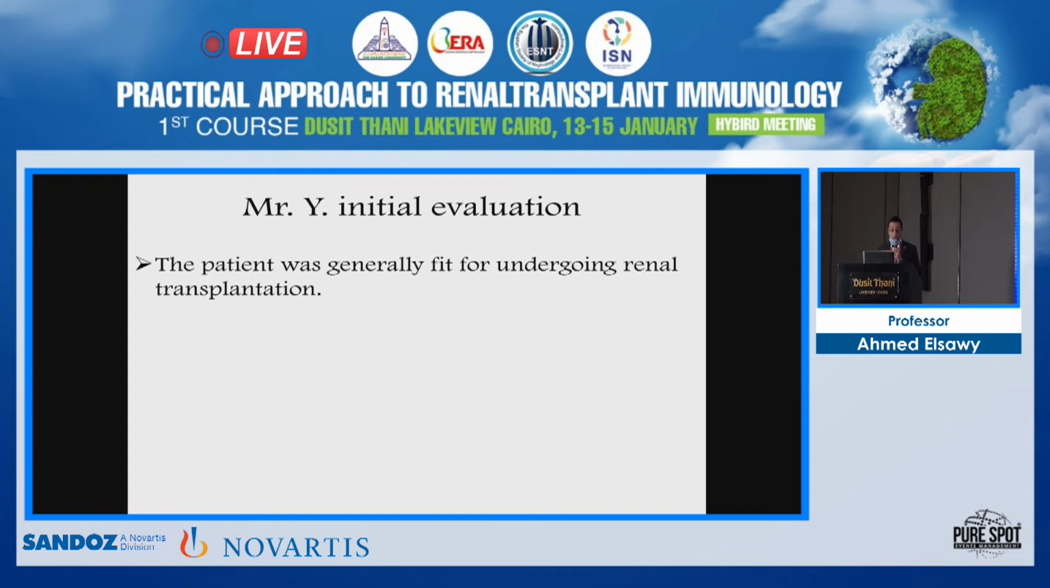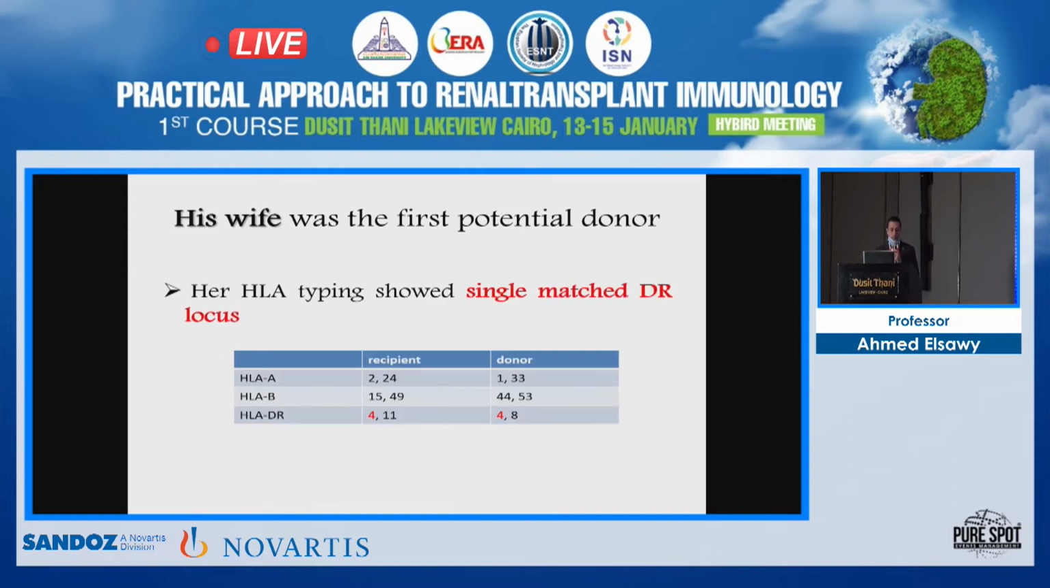The patient was generally fit for undergoing renal transplantation with some concerns: obesity grade 1, and pan-reactive antibody was positive in class 1, 12%. So the first potential donor was his wife. HLA typing showed a single matched DR locus, one locus in HLA-DR. So I would like to ask about your experience about transplantation from such a donor with a single matched DR locus.